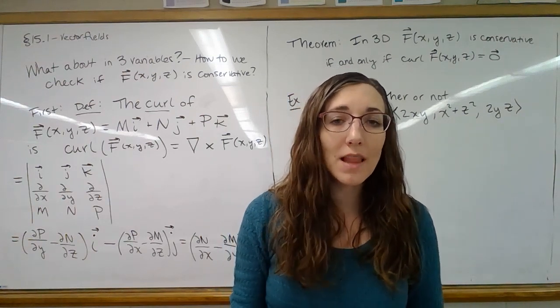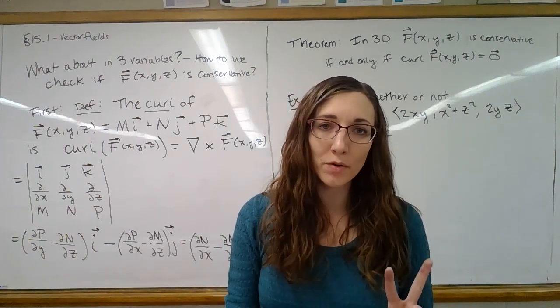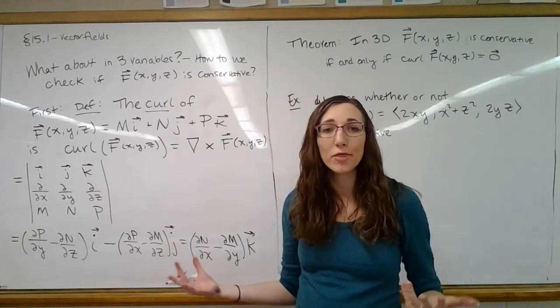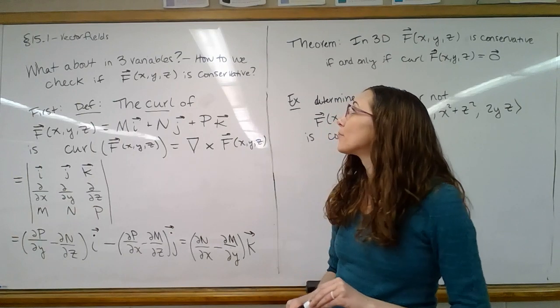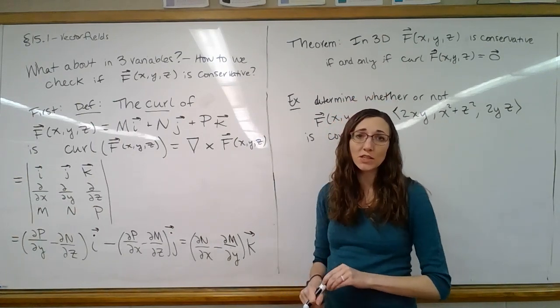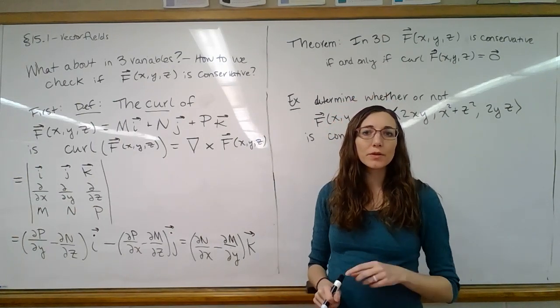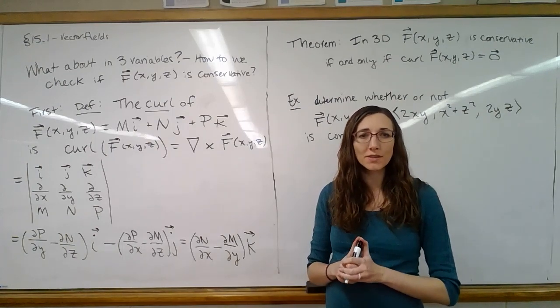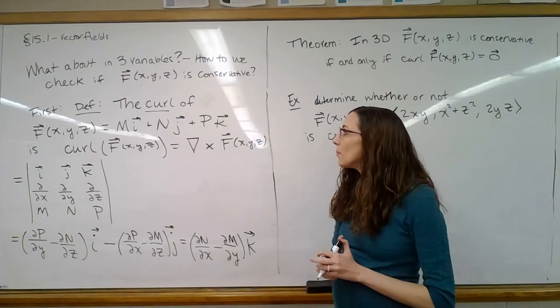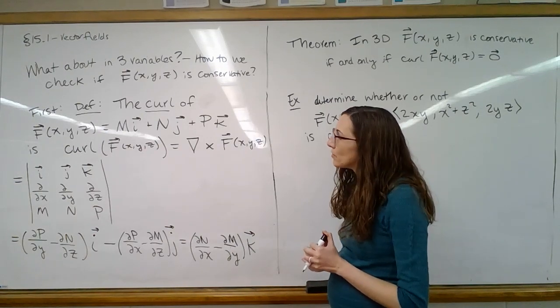All right, so we've been talking a lot about two variable vector fields. What about three variables? How do we decide whether or not a three-dimensional vector field is conservative? Well, what we're going to do first is give a definition, and it's just kind of an easy way to store some important information about our vector field.